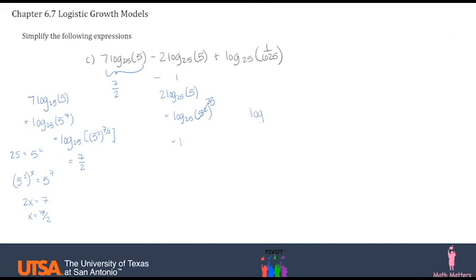And then the last part, log base 25 of 1 over 625. We can set this equal to x and rewrite it. So we have 25 to the x equals 1 over 625. And then x equals negative 2 because 25 squared is 625. So this whole thing is going to be minus 2. So if we have 7 halves minus 1 minus 2, this whole thing is going to simplify to 1/2. And that's our answer for part C.